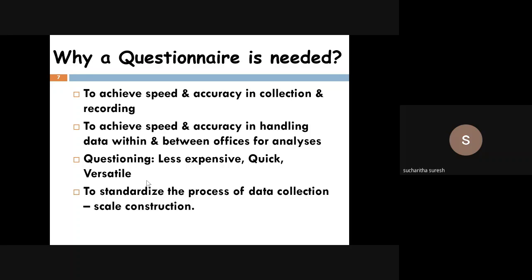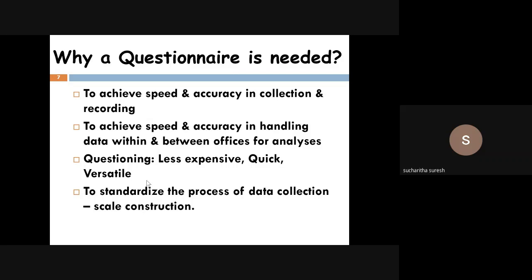And one more very important point: certain things we cannot measure directly. Now you talk about the IQ of a person, how is it measured? It is not measured with any unit. It's actually a set of questions. It's a questionnaire, but it's called a scale, okay? A standardized scale. To develop a standardized scale also, we need a questionnaire, questions.